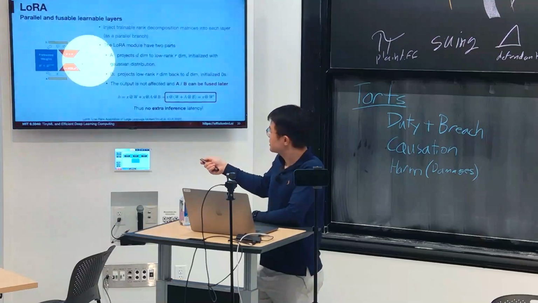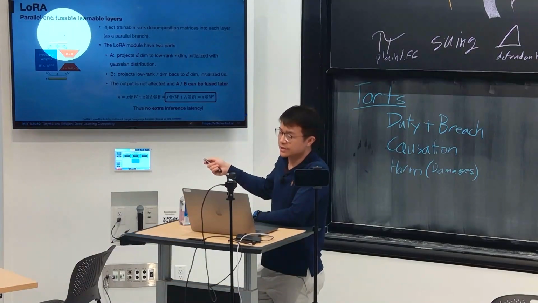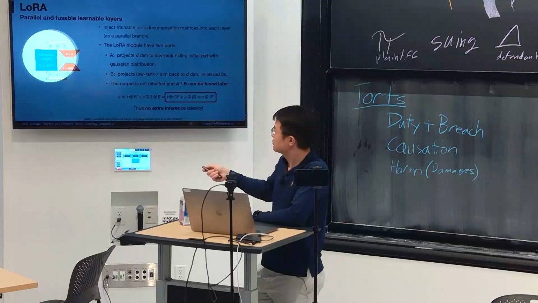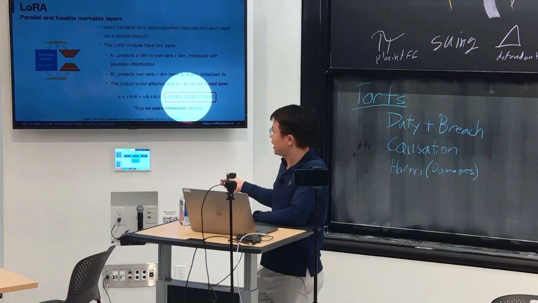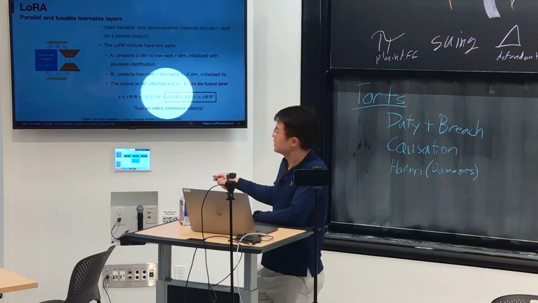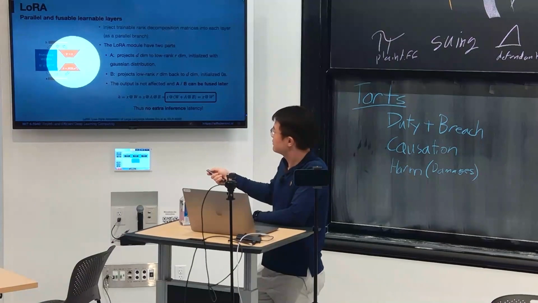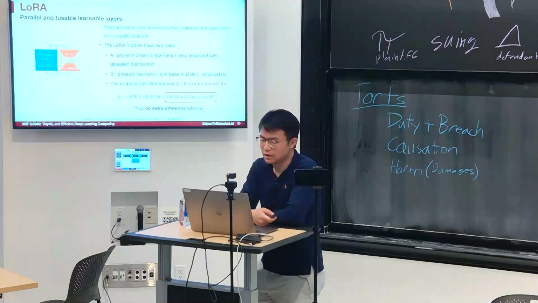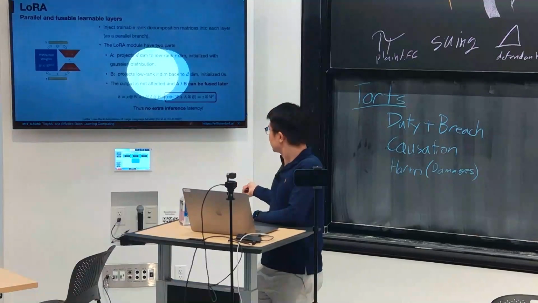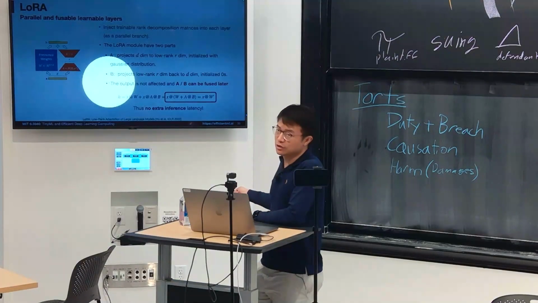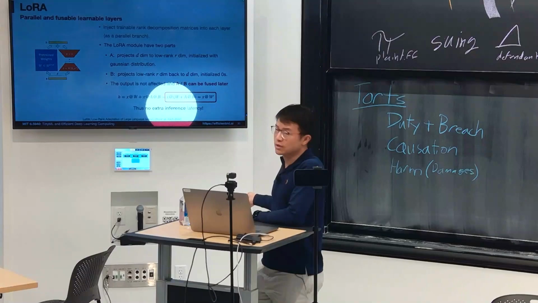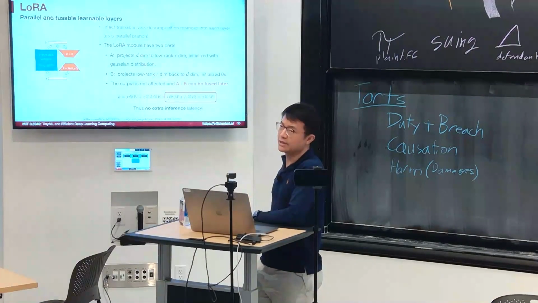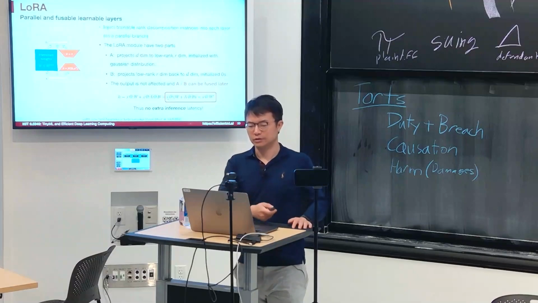So A and B, these two side branches, at inference time can actually be folded into the main branch. Okay, so W plus A times B can be folded together. Since there's no activation function right here, you can fold this side branch into the original branch. So the dimension of the new W is the same as the original W. So there's actually zero extra latency incurred by using the LoRA approach.